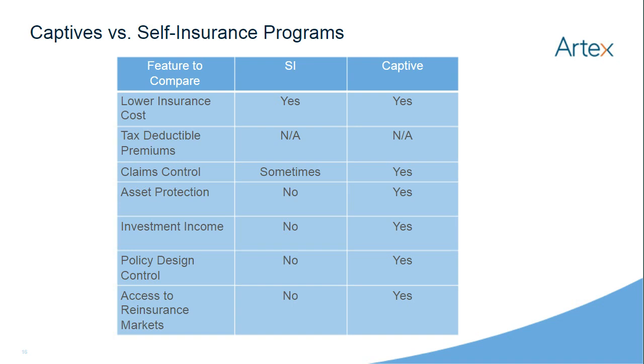The captives can also provide some limited amount of asset protection. So those assets being set aside, they may be out of the reach of other parties and still allow them to have the loss fund there to pay future claims. For investment income, certainly from a self-insurance standpoint, there's no mechanism to invest the portfolio. And so where you may have a liability on your balance sheet, that could be on a non-discounted basis versus a discounted basis in the captive, and having that loss fund grow. And policy design control is important. If I manuscript a policy with my captive, I know that it has all the terms and conditions that I need. If, however, I'm just buying a large deductible or self-insurance, I'm still subject to the terms and conditions of the excess carrier.